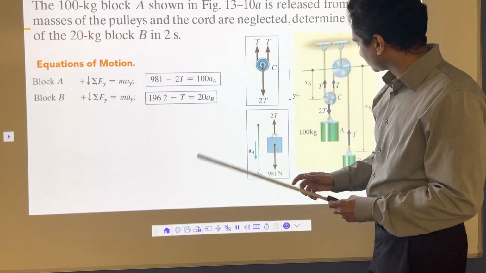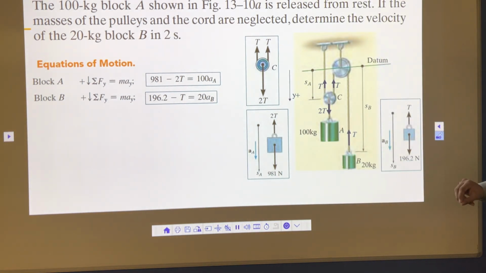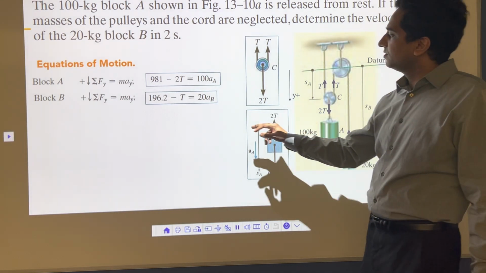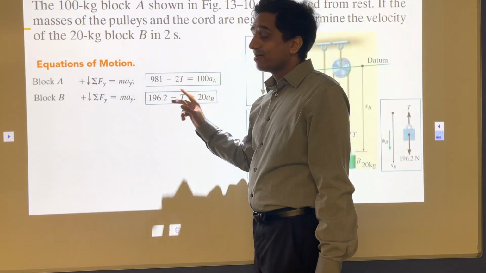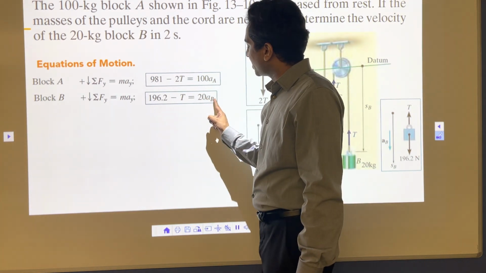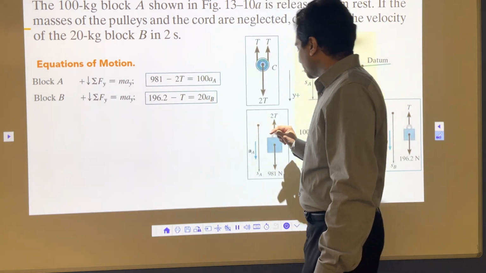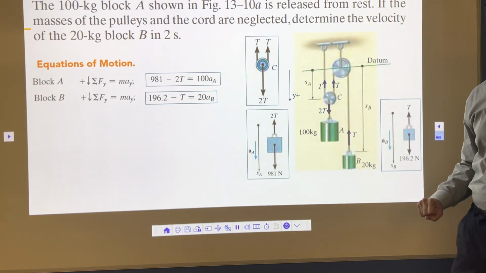Then for this one, 196.2 downward positive, T upward negative is equal to mass B, 20 into AB. 20 is mass, acceleration of B. My objective again is to calculate this AB. Once I have AB, I can calculate the velocity after 2 seconds.